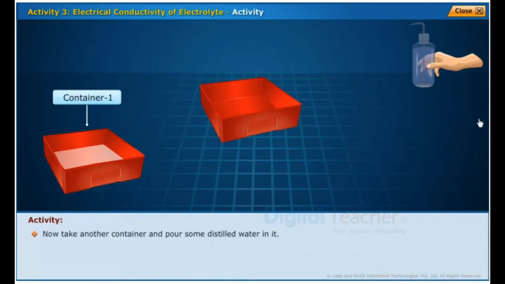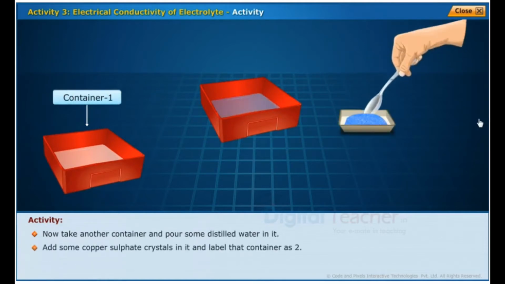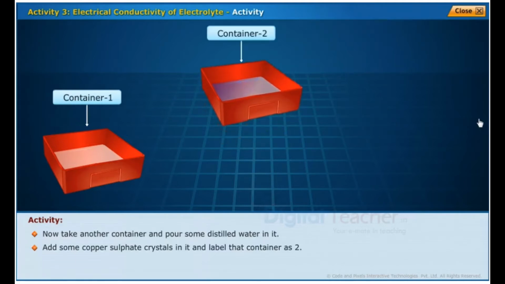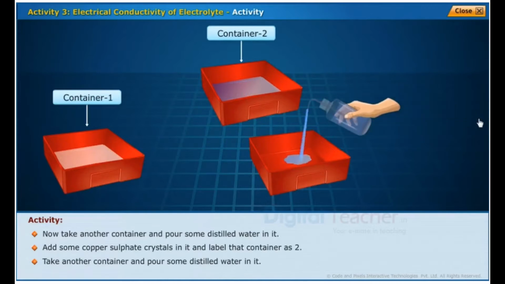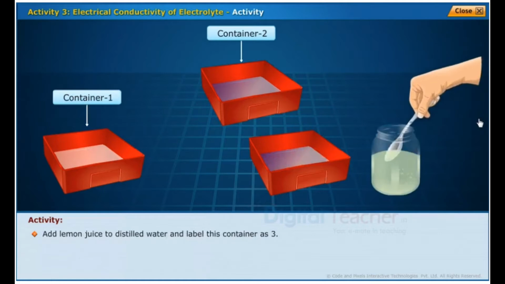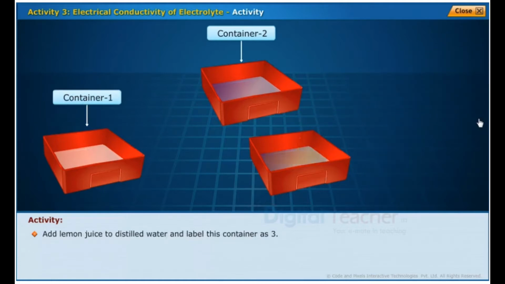Now take another container and pour some distilled water in it. Add some copper sulfate crystals in it and label it as container 2. Take another container and pour some distilled water in it. Add lemon juice to distilled water and label this container as 3.